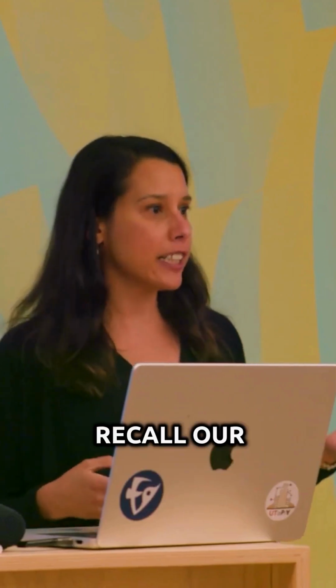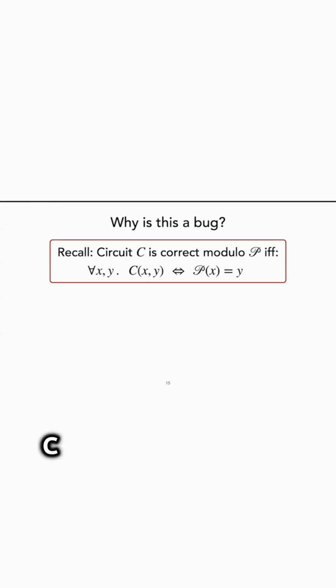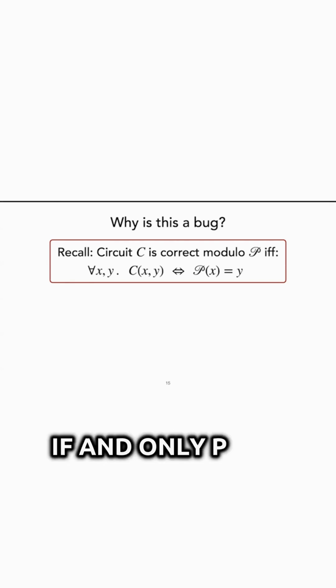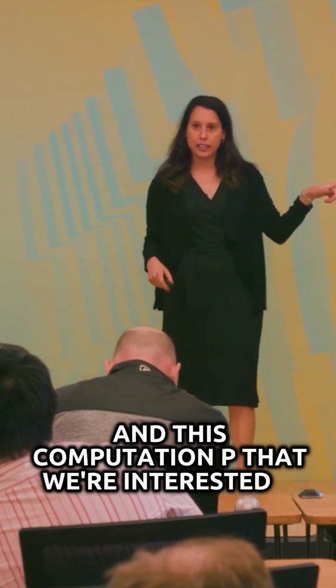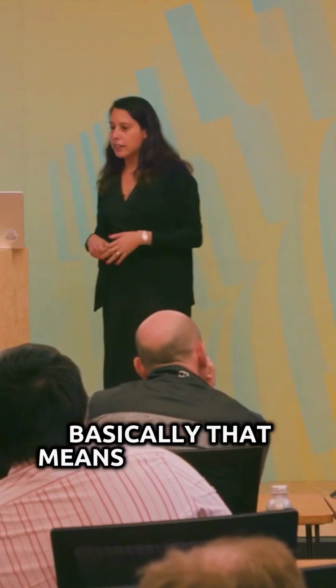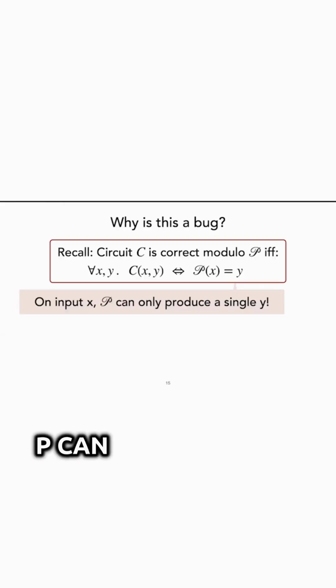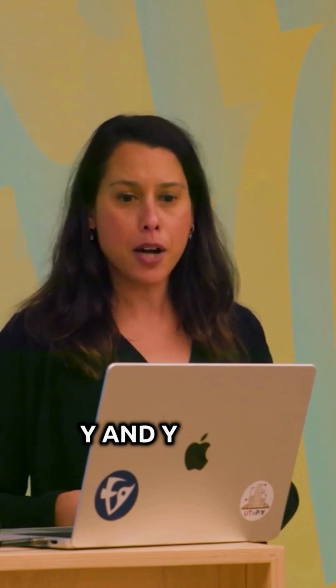Now before we continue, let's pause here a second and think about why, if a circuit is under constraint, that's likely to be a bug. So recall our definition of equivalence, right? Remember that equivalence says C of x,y should evaluate to true if and only if P of x is equal to y. And this computation P that we're interested in is typically some deterministic computation. So basically, that means on a given input x, P can only produce a single y. It shouldn't produce two distinct outputs, y and y prime.